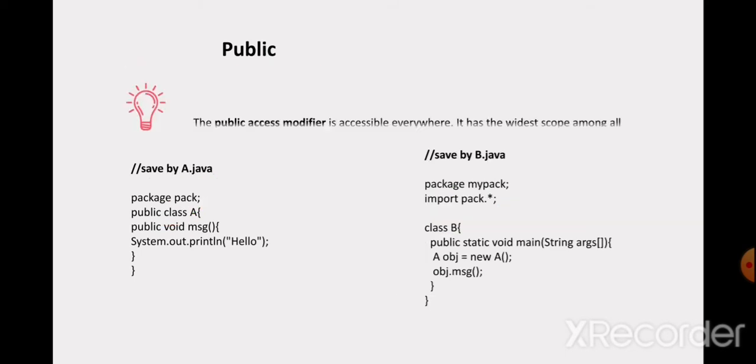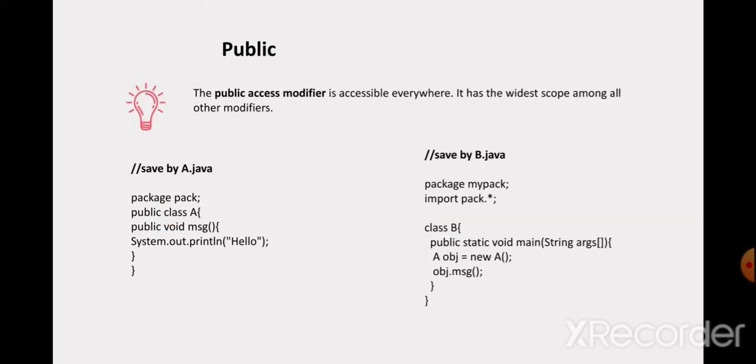Okay, fine. So next I have the public access modifier, which is the least restricted modifier, because if I use the public access modifier it is accessible everywhere. In this example you see that in A.java, I am using the public access modifier: public class A, public void message. So public means you can access it from anywhere.